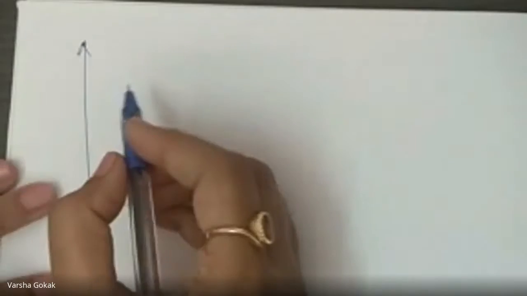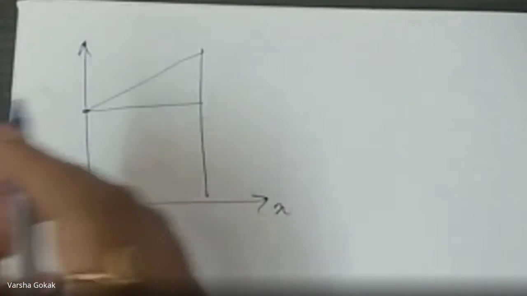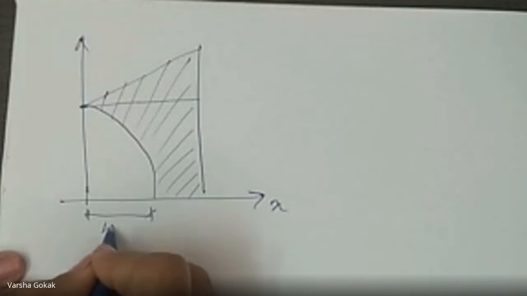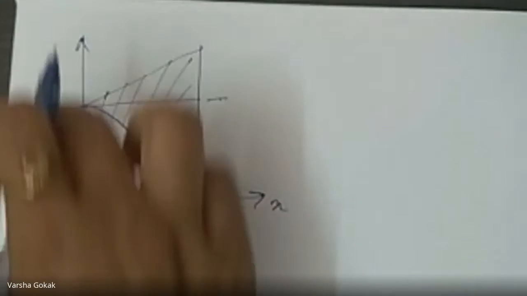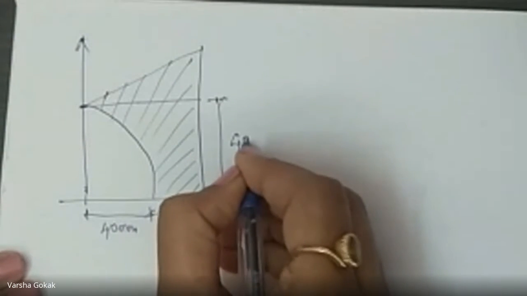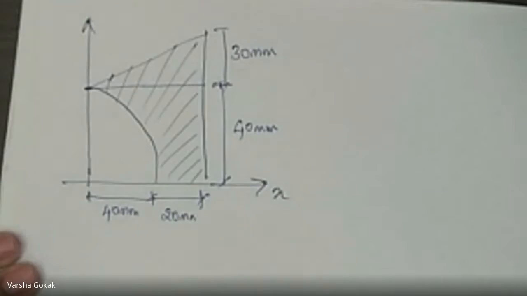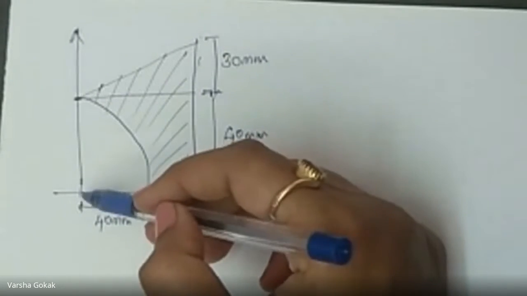This is the y-axis. This is the x-axis. They've given the x and y axes. It is like this. Locate the CG of the shaded figure. This is the shaded figure. Now this distance is given to be 40 mm. This distance is given to be 20 mm. If this is 40, this is also going to be 40. Understood? Because that is the radius, right? 40 mm. Height of the triangle is 30 mm. So total height would be 70. Actually, in the question, they have given total height as 70. Because this is 40, this is going to be 40.